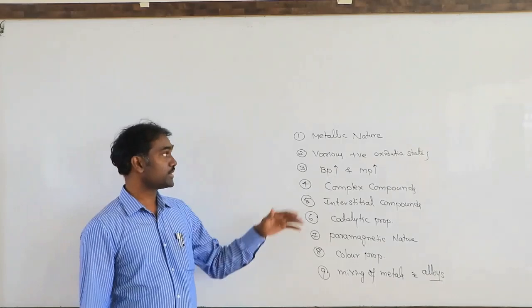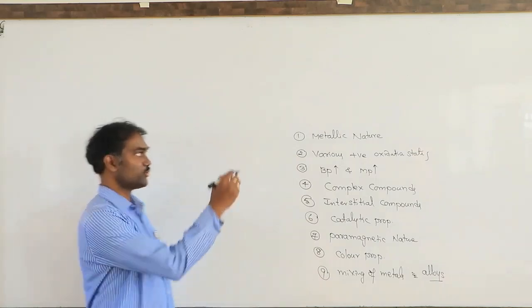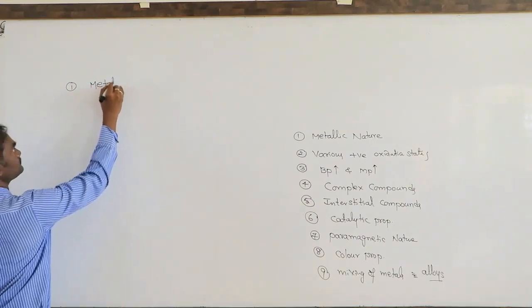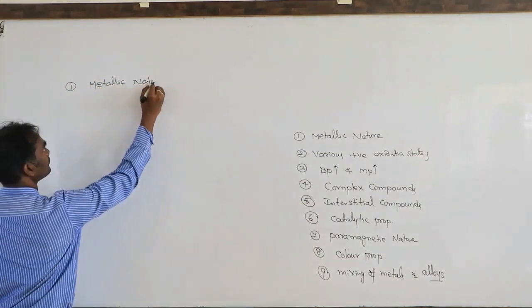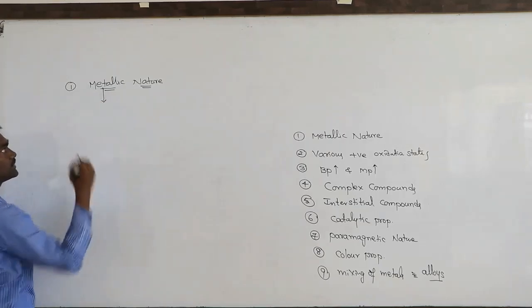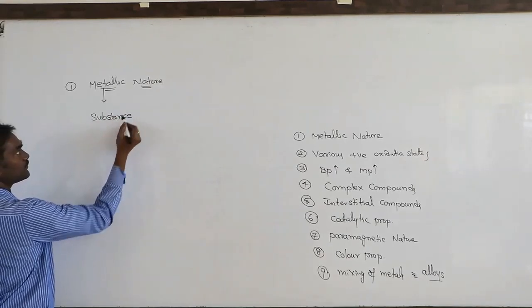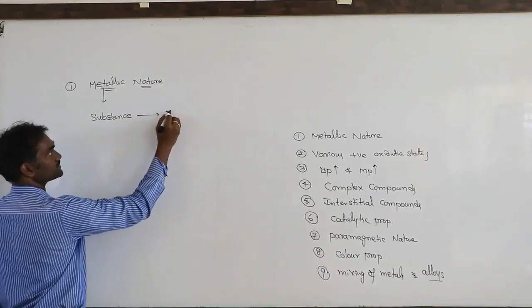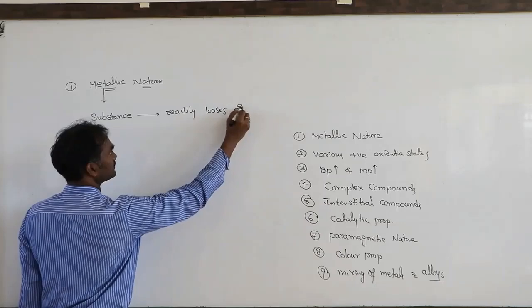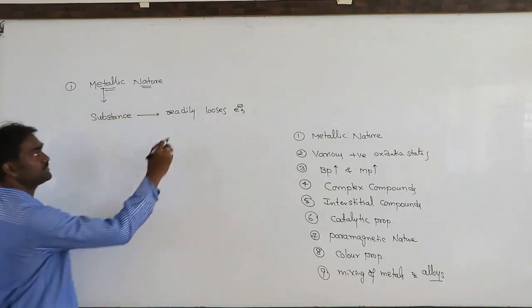Okay students, previously we discussed that the special properties of D block elements are these 9. One by one we will discuss. First one, metallic nature. See, first of all, which substance do you call a metal? The substance which readily loses electrons is called a metal.